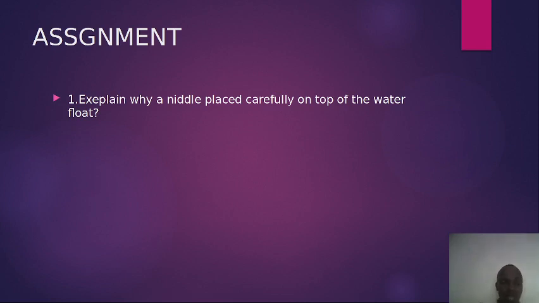Okay, here is an assignment you can go through before we meet in the next class: explain why a needle placed carefully on top of water floats.